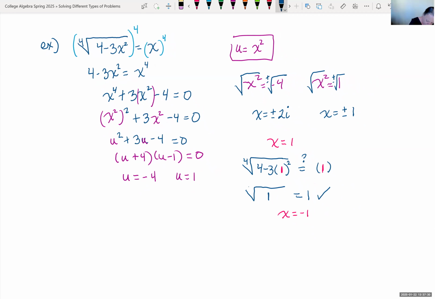I forgot this fourth root here. The fourth root of 1 still is 1. It's 1 times 1 times 1 times 1. Multiplying 1 by itself 4 times is 1.